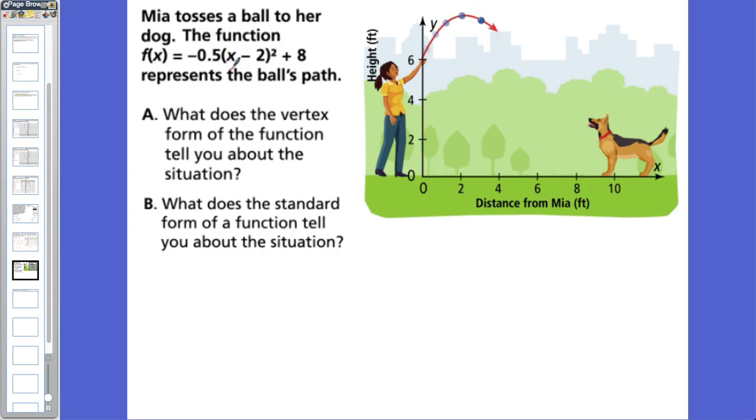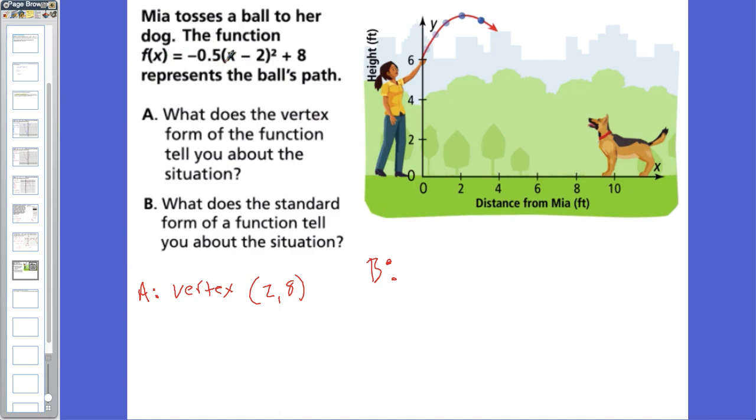It tells us that the vertex is at 2, 8. So there you go. It tells us that. And it tells us downward facing vertex. Yep, that's what it tells us. Okay, checking my notes. And then for B, it asks us, what does the standard form of the function tell us about the situation?